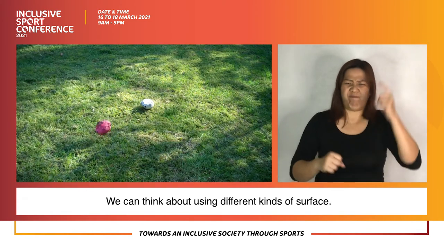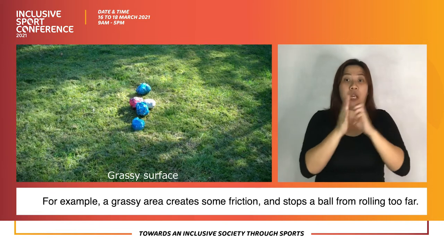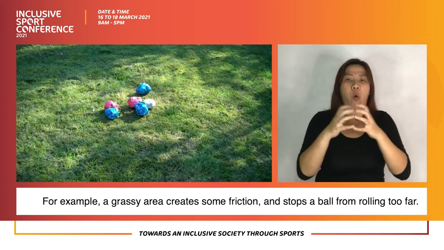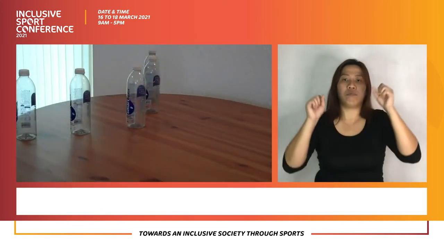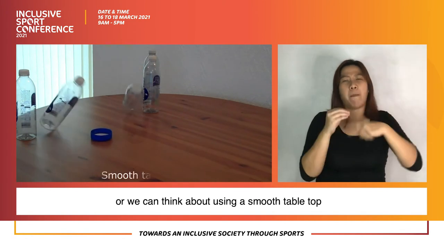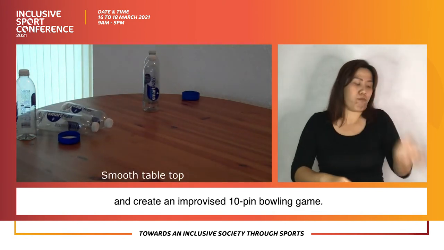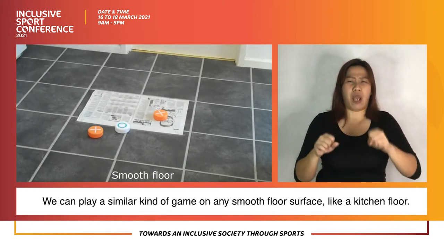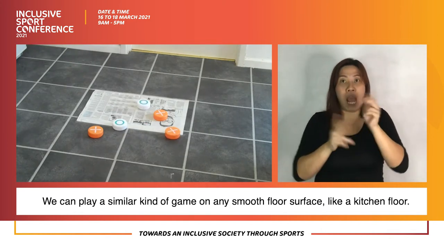We can think about using different kinds of surface. So for example, a grassy area creates some friction and stops a ball from rolling too far. Or we can think about using a smooth tabletop and create an improvised 10-pin bowling game. Or we can play a similar kind of game on any smooth floor surface, like a kitchen floor.